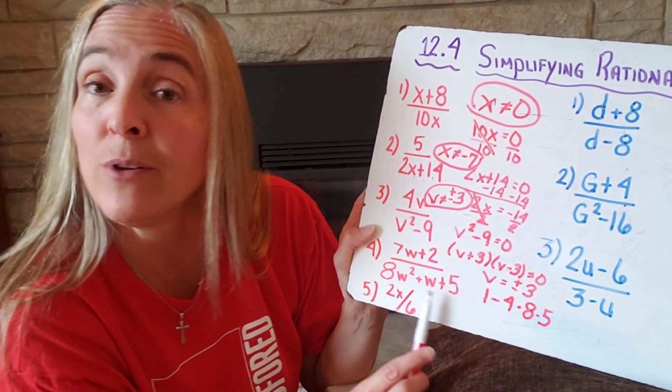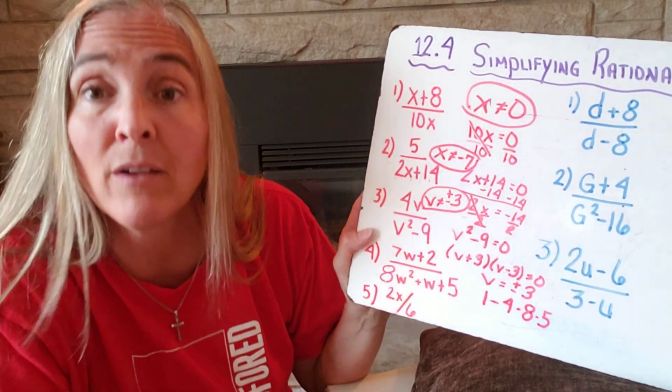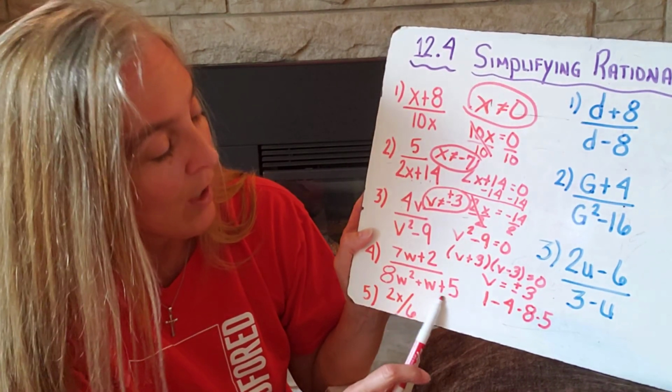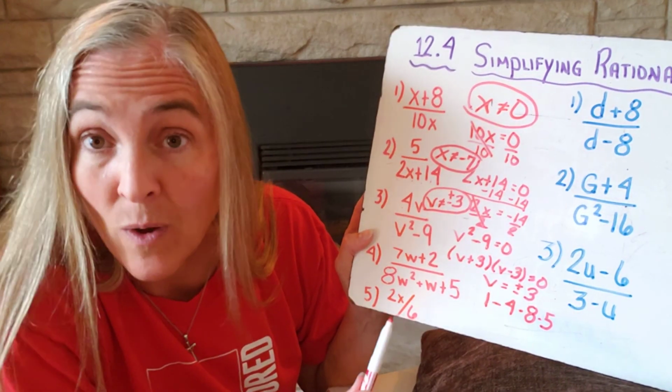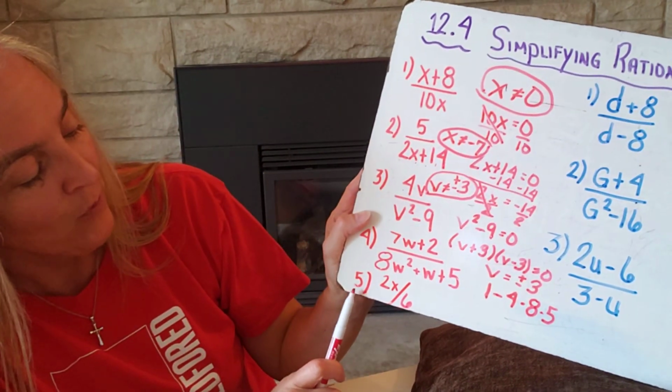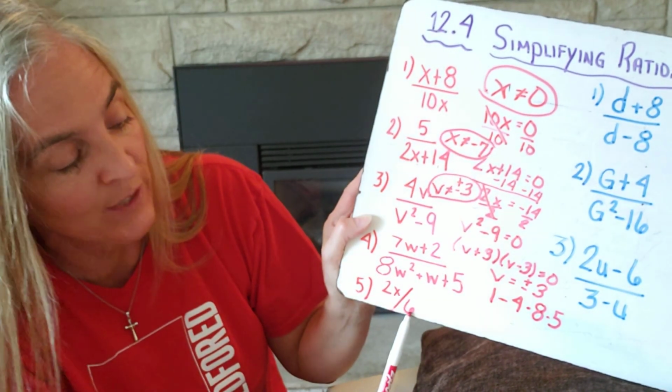So this has no excluded values. And I didn't have to go through all of the work of the quadratic formula. I can just say, okay, my discriminant tells me that there are no real solutions, so I'm okay with this one. And the fifth one I put on here just to make sure that you would recognize 2x over 6.